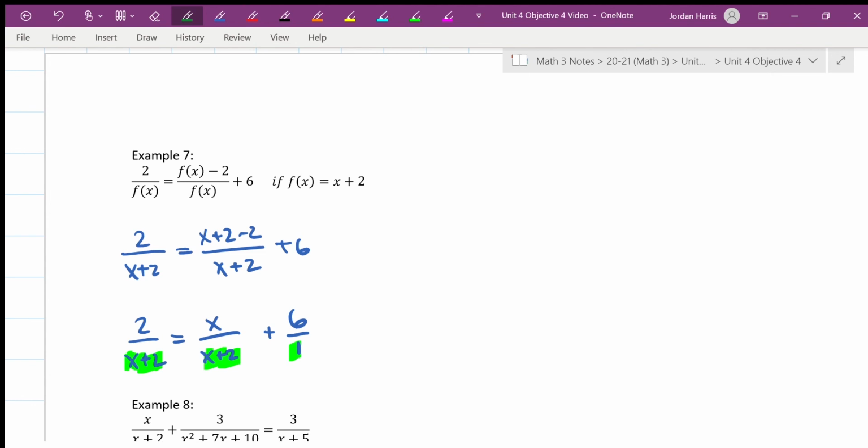So I check these things. My least common denominator, this one's easy because the only denominator that really matters is the x plus 2. The 1, remember, we can turn 1 into anything. So I'm going to multiply everything by x plus 2 over 1.